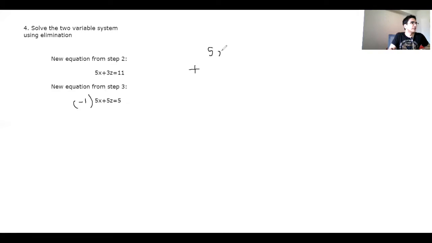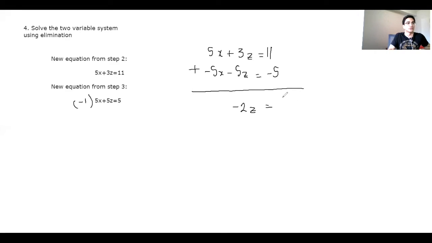So first I have 5x plus 3z equals 11, and then negative 1 is going to make the second equation negative 5x, negative 5z equals negative 5. So if I solve that, obviously the x's cancel out. 3z minus 5z, that's going to be minus 2z. 11 minus 5 is going to be 6, and then I'm going to divide both sides by negative 2, which would give me z equals negative 3. So we have found the first variable.